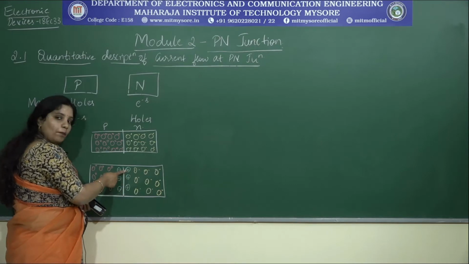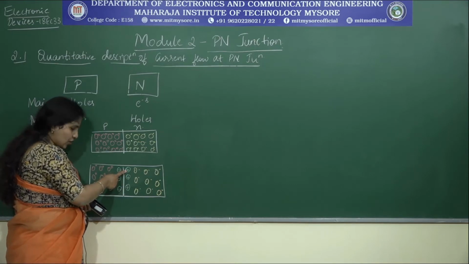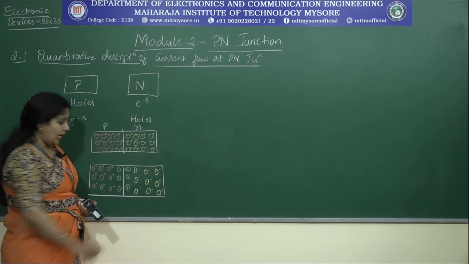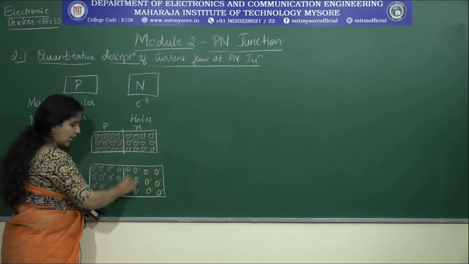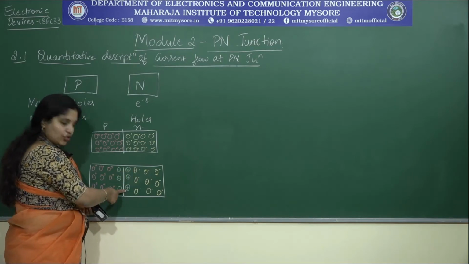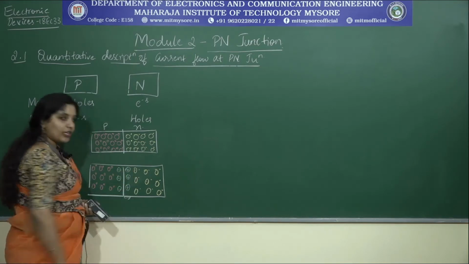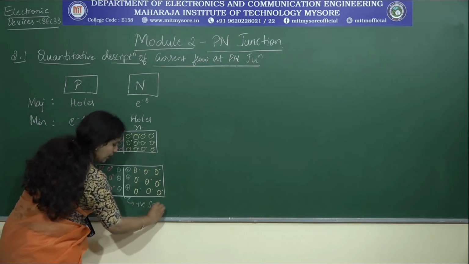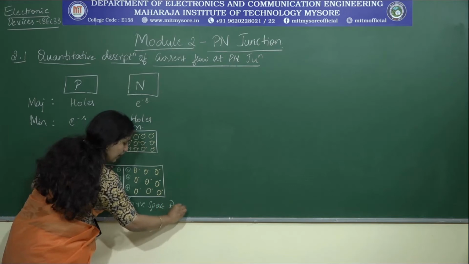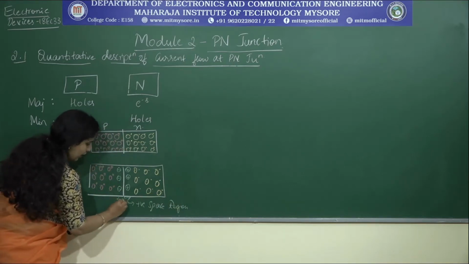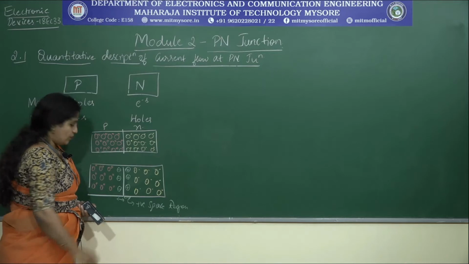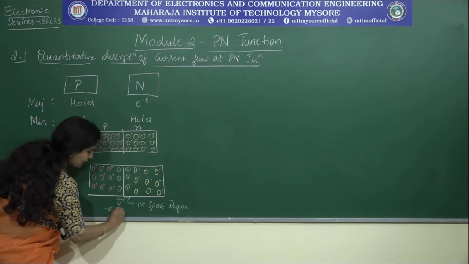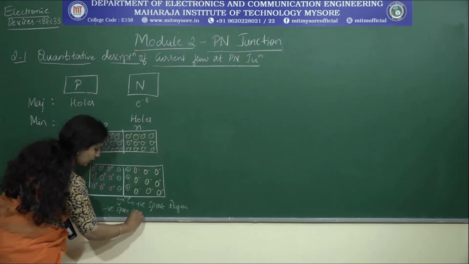Hence, there will be uncompensated donor ions at the n junction, and uncompensated acceptor ions at the p junction. And I can refer to this as a positive space charge region. What is this region? I will refer to it as a positive space charge region. And this particular region where you have immobile acceptor ions, I can refer to as a negative space charge region.